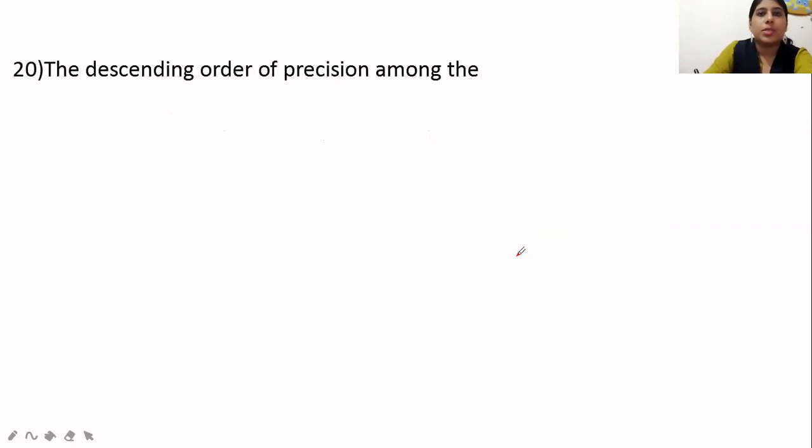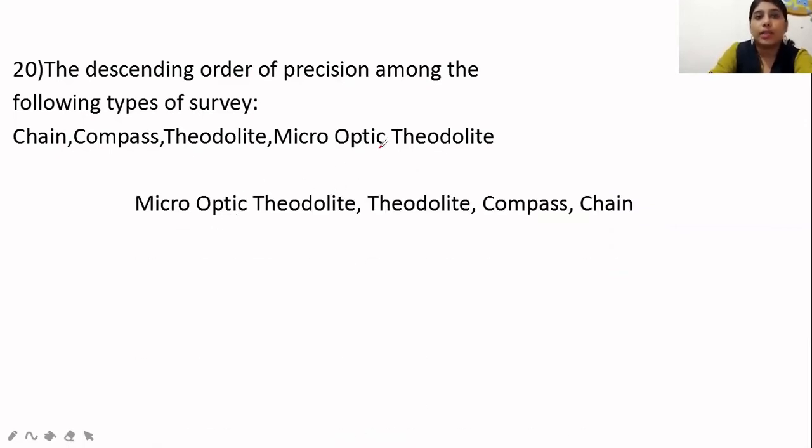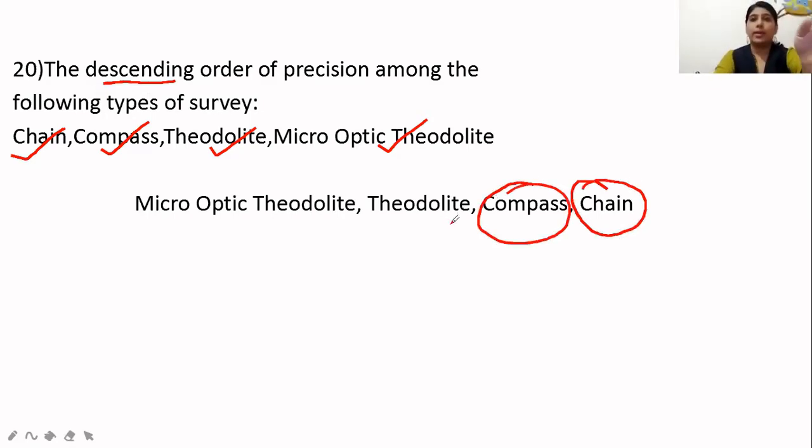The descending order of precision among the following. We have already studied the general introduction of compass survey, chain survey, theodolite, everything. At that time, I gave you the definitions as per the precision. So what is the first one here? Micro optical theodolite is the first one. Then theodolite has high precision. Then compass, then last only chain. They asked descending order, so listen carefully. Maybe in another question they might ask ascending order. At that time you have to write in the reverse order. Every time think that chain has the least precision, then compass, then theodolite, then micro optic theodolite.